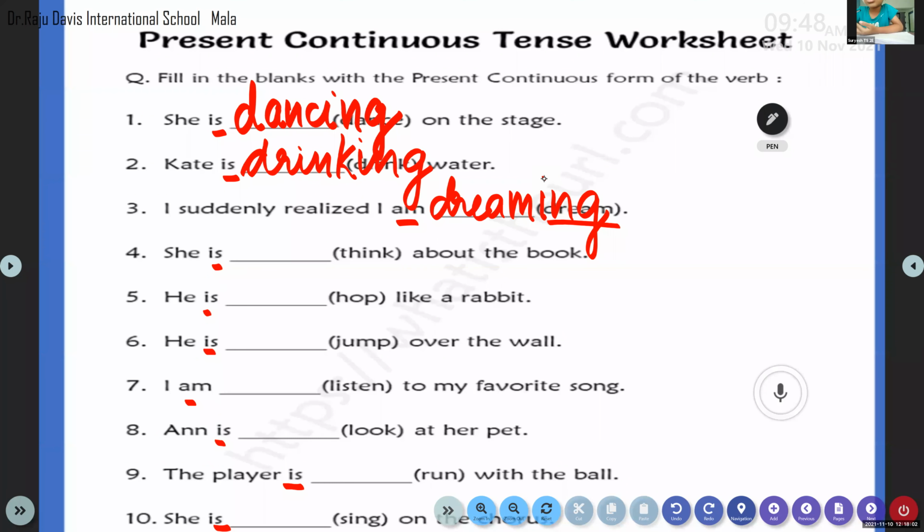She is thinking. Yes, she is thinking. Thinking about the book. She is thinking about the book. Very good, Suresh.